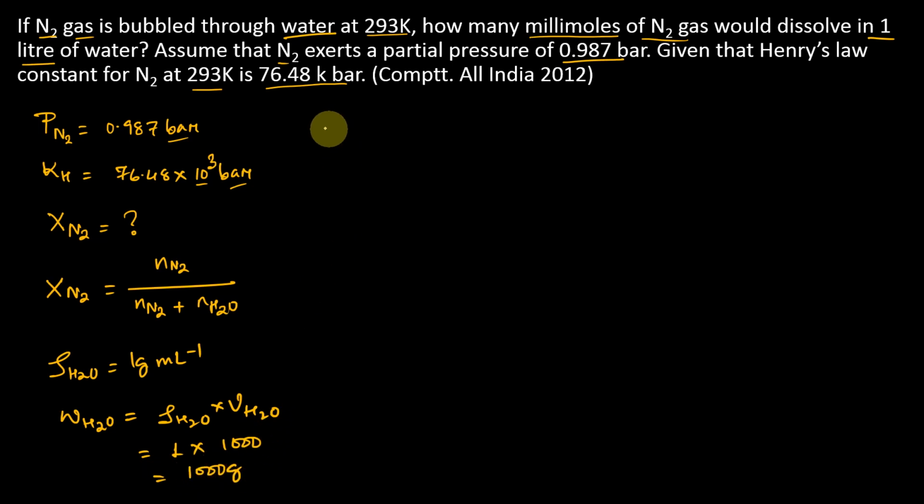ठीक है. So number of moles of water will always be equal to weight of water given divided by molar mass of water. So what is the weight of water? That is 1000 gram. What is the molar mass of water? The molar mass of water is 18, so it is equal to 55.5 mole. Is it okay? So this part is clear. What is density of water? What is number of moles of water? What is the pressure of nitrogen? What is the value of KH? That is the Henry's law.